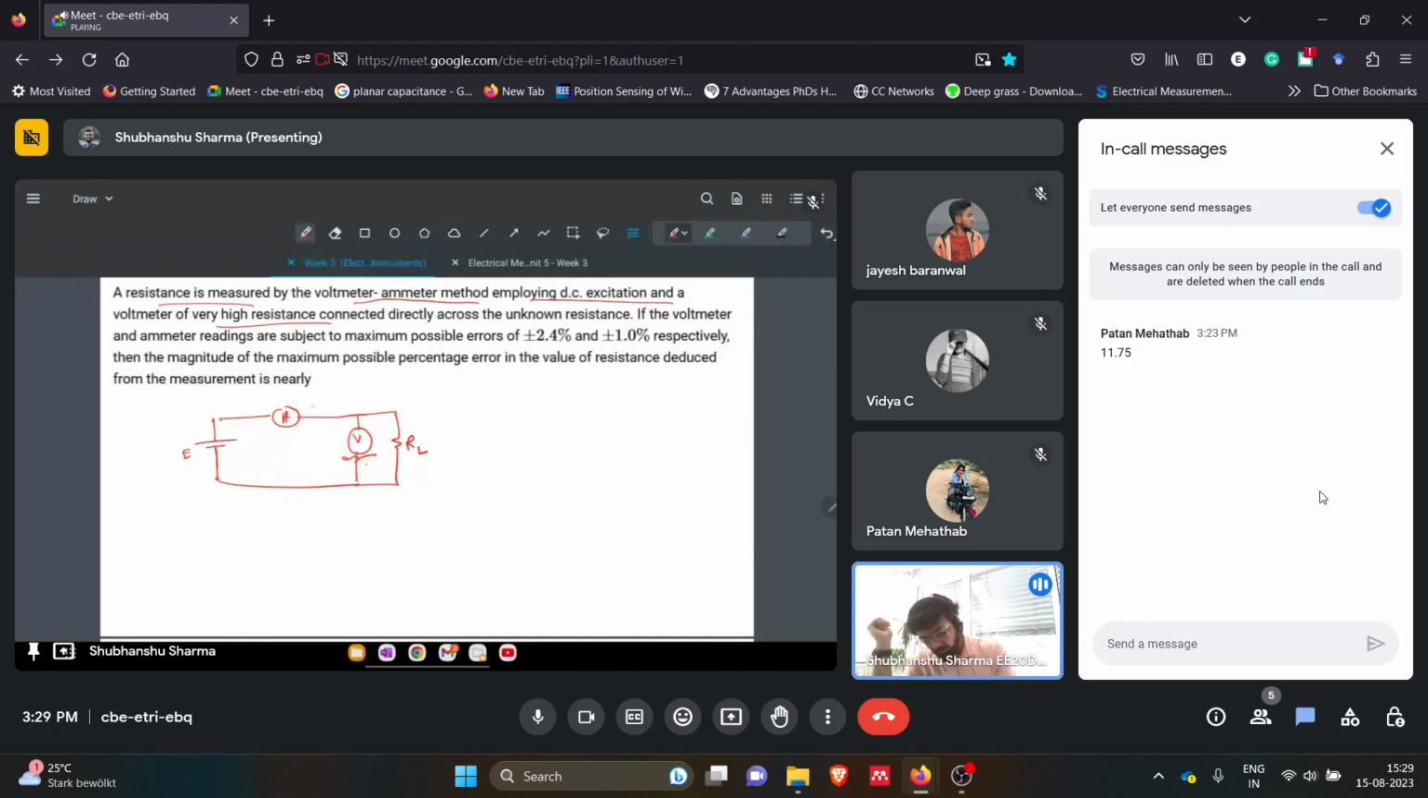Now whatever the connection is, it will not matter. The same I will be here, no I goes into the voltmeter, and we have RL. So basically power is V square by RL, or we can say I square R, whatever power is this.